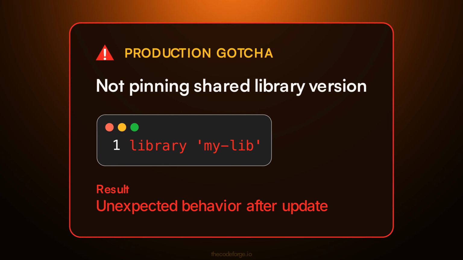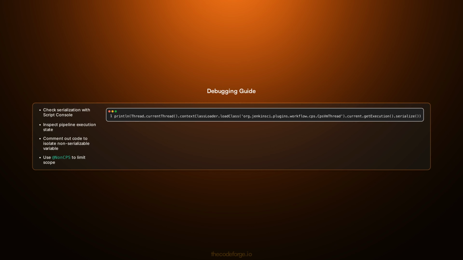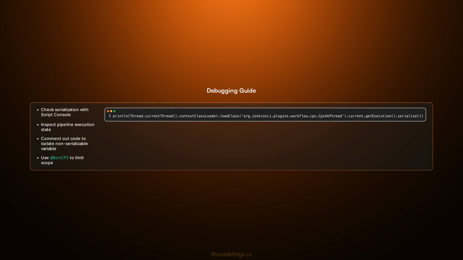If you don't pin the library version, an update can break your pipeline. Use @Library('mylib@v123') to lock the version. To diagnose serialization errors, use the script console to inspect the execution state. The command shown prints the serialized state, helping you find non-serializable objects.